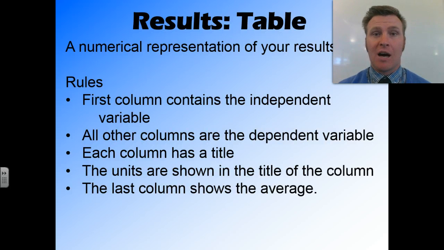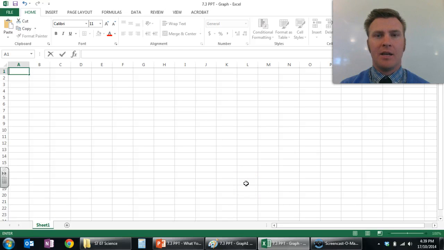Each of the columns has a title, and in that title, in brackets, the units is shown at the top of each column. And the last column should be an average of all the dependent variables that you have tested for that particular variable. What I'm going to do now is show you an example of how to draw a table. And the example I'm going to use is dissolving sugar in different temperatures of water.